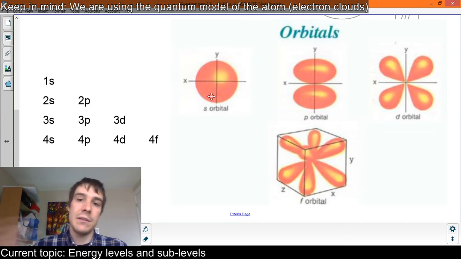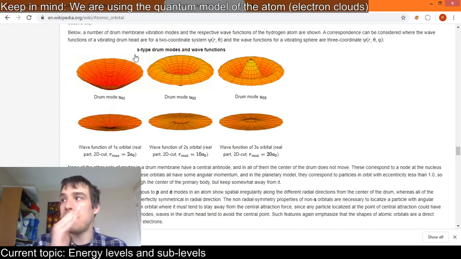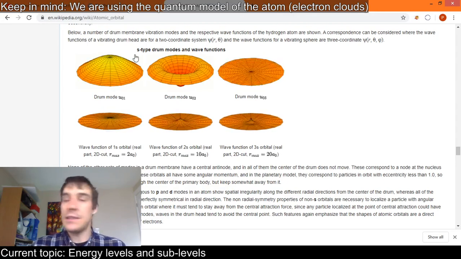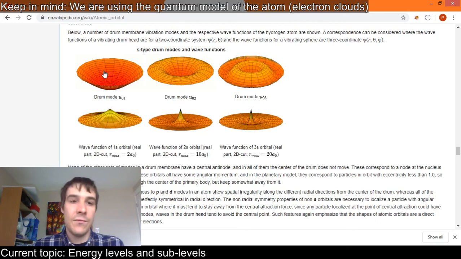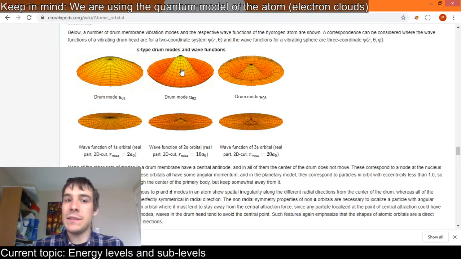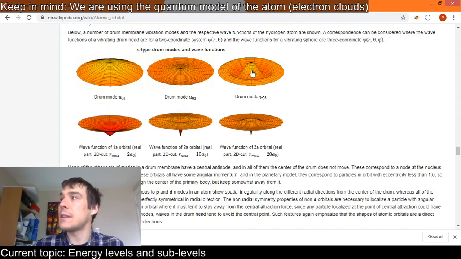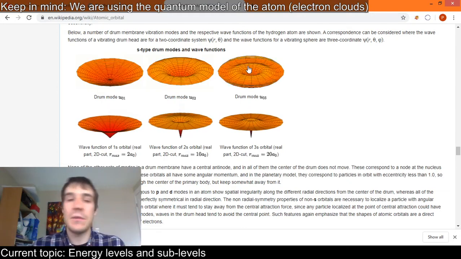I'm going to pause and go to the Wikipedia page, and I'll show you the animation. So here on Wikipedia, they have the S type, that's that first one, and that's like the sphere. You see that the one wave would just be a sphere up and down. But if you want two waves on a sphere, you have to kind of do that. And if you want three waves on a sphere, it looks like that. But it keeps that circular shape throughout.